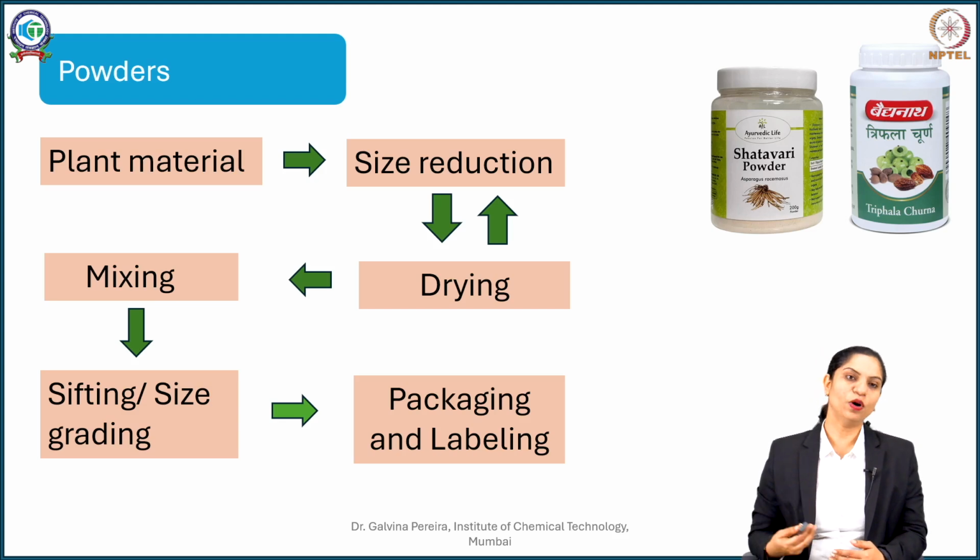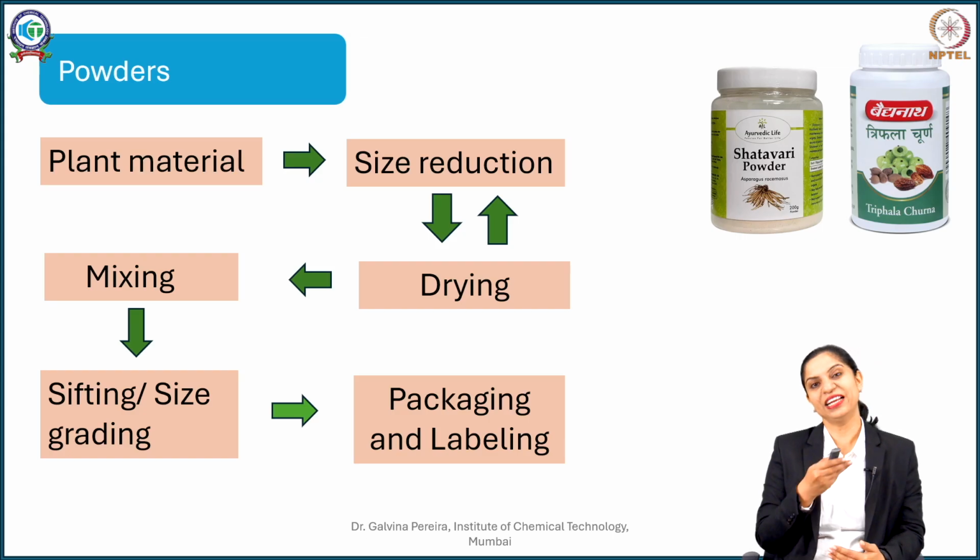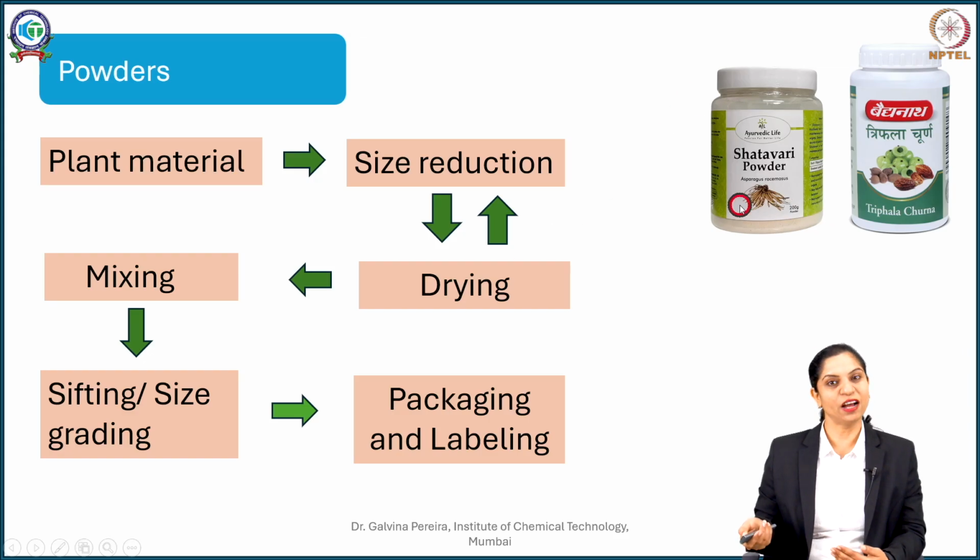So, depending upon what the sources are, let's take a very simple case of plant powders. Now, plant powders, when I have to give you an example, you can think about something like your shatavari powder or even something like your triphala churna. Now, shatavari is generally given for lactating women, whereas triphala churna is given for enhancing gastrointestinal or GI health. So, these are plant-based powders which are consumed.